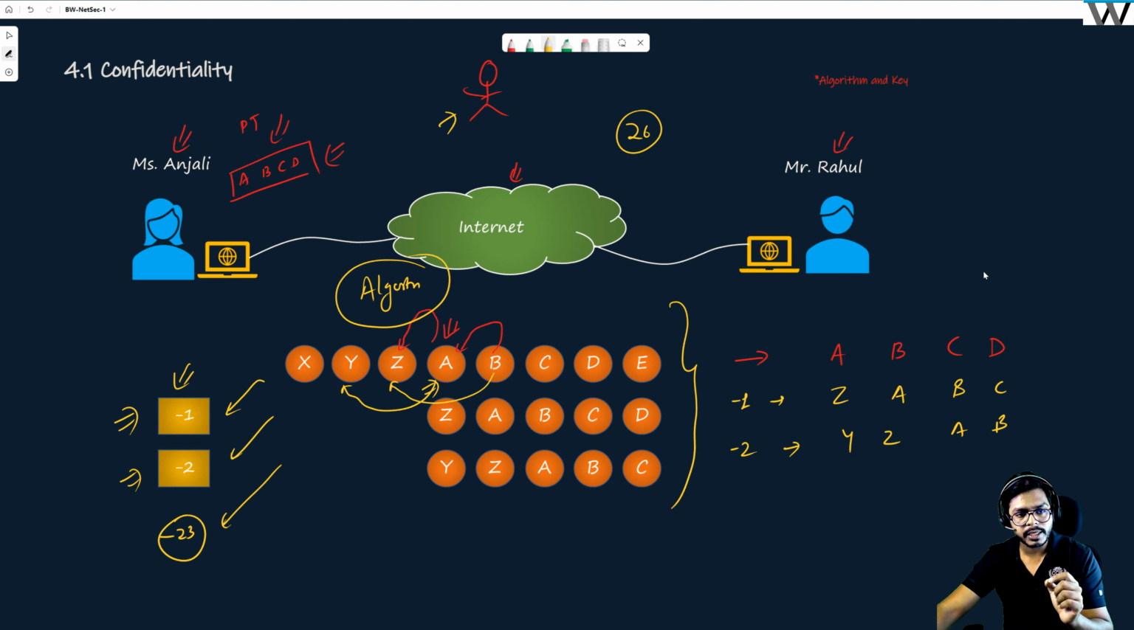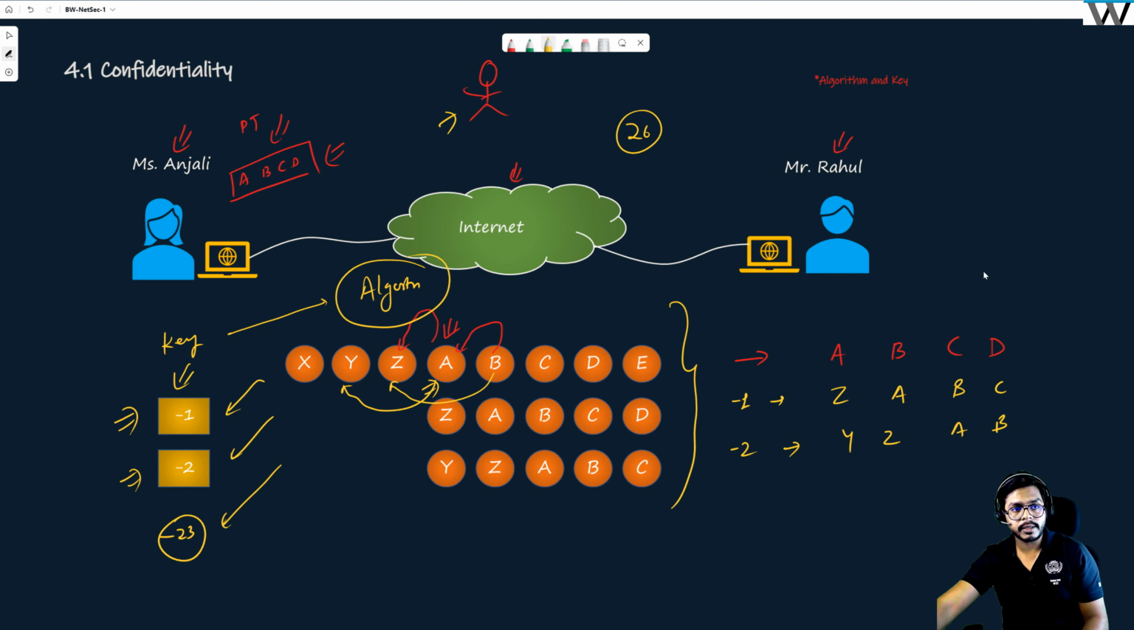How is this rearrangement going to look? If I do minus one, it is going to be left side one place. If I do minus two, it is going to be left-hand side two places, right? So this number is actually your key, and this algorithm is just a way to rearrange your message.